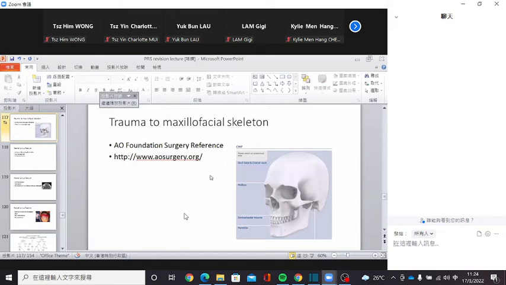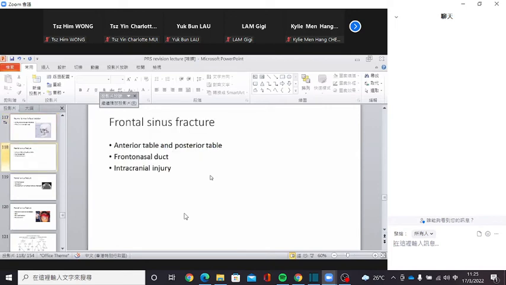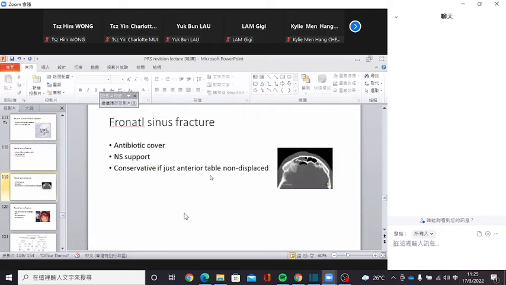For facial fracture, we follow the AO principle in the ORIF. The detailed reference will be on the web, but I'm not going to go into the fine details of it. Frontal sinus fracture is uncommon, but they can be classified into anterior and posterior table, whether it involves the frontonasal duct, and any concomitant brain injury. This is a diagram showing both the anterior and posterior table being involved. So we will have to fix it with surgery.